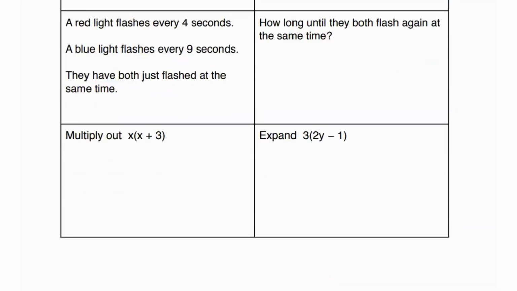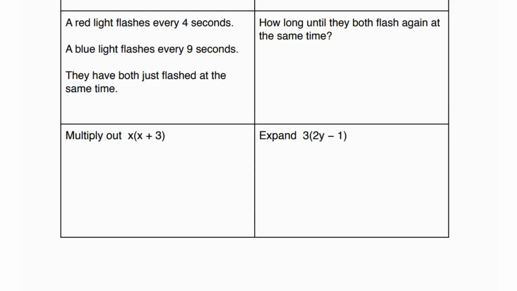Next one says a red light flashes every 4 seconds. A blue light flashes every 9 seconds. They have both just flashed at the same time. How long until they both flash again at the same time? So this question is a very popular question when it comes to LCM. They will always give you a similar scenario and ask you to find the same time at which both the objects are flashing, whatever is happening in the question.